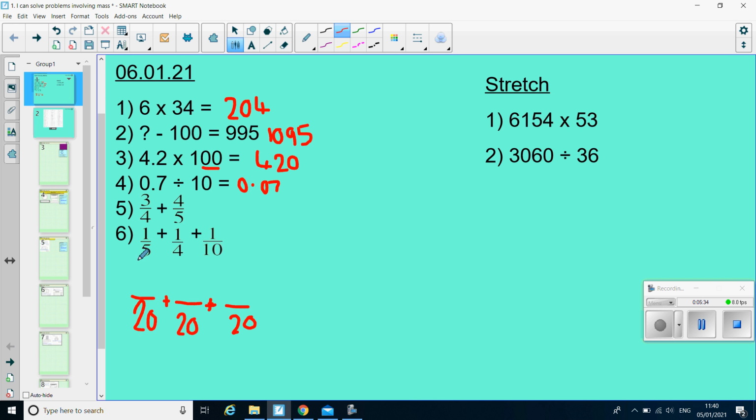So what do I times 5 by to give me the 20 on the bottom? I times it by 4, so I do the same on the top. What do I times 4 by to give me a denominator of 20? I'm timesing it by 5, so I need to do the same on the top. What do I times 10 by to give me 20? This time I'm timesing it by 2, so I do the same on the top. And then I've got 4 20ths, add 5 20ths, add 2 20ths. So 4 add 5 is 9, add my 2 gives me 11 20ths for question 6.